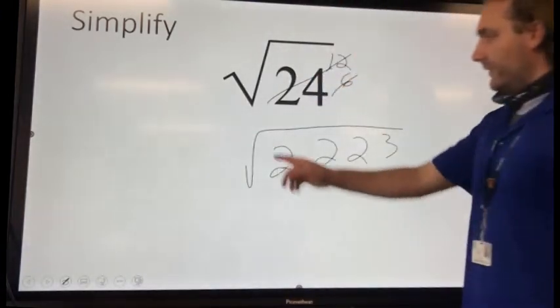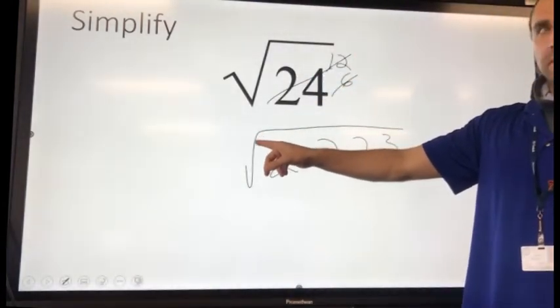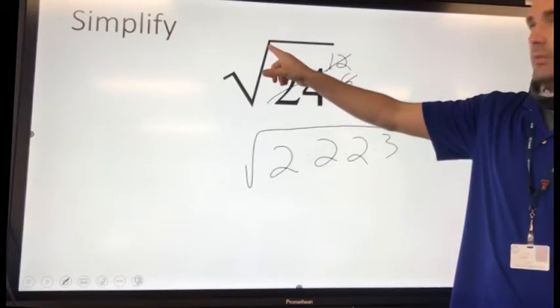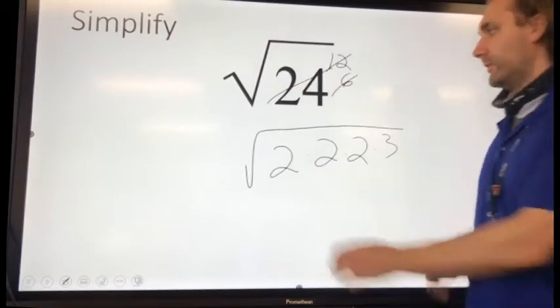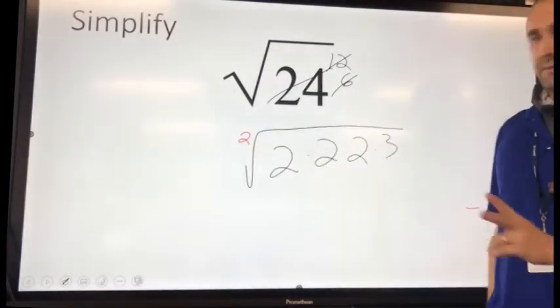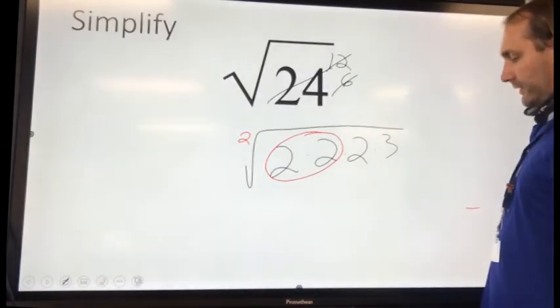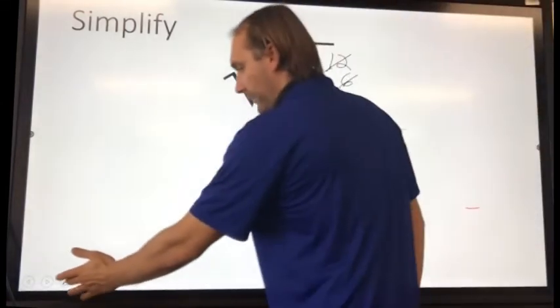Now my index, or my root, what number is here? This is assumed to be a what root? 2, square root. This tells me how many sets I'm looking for. So I'm looking for a set of 2. So 2 and 2. I have one set here, and is there another? No. So we'll stop there.